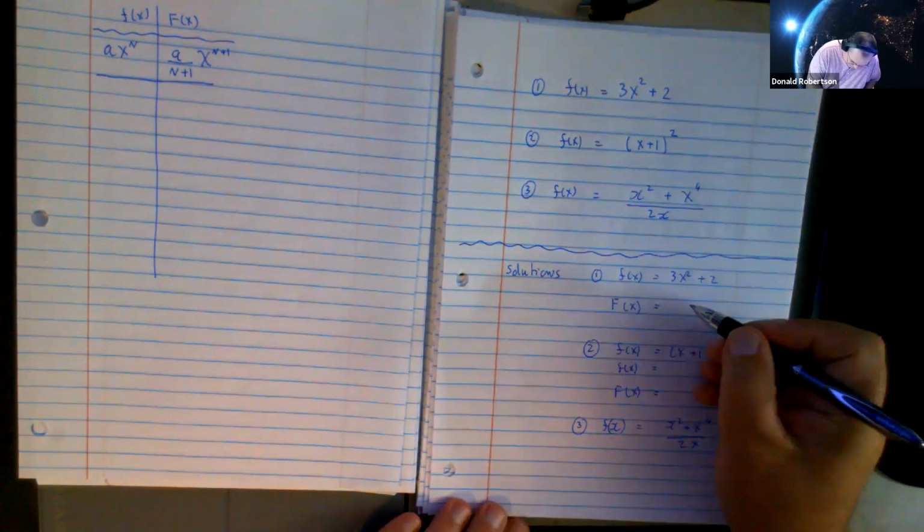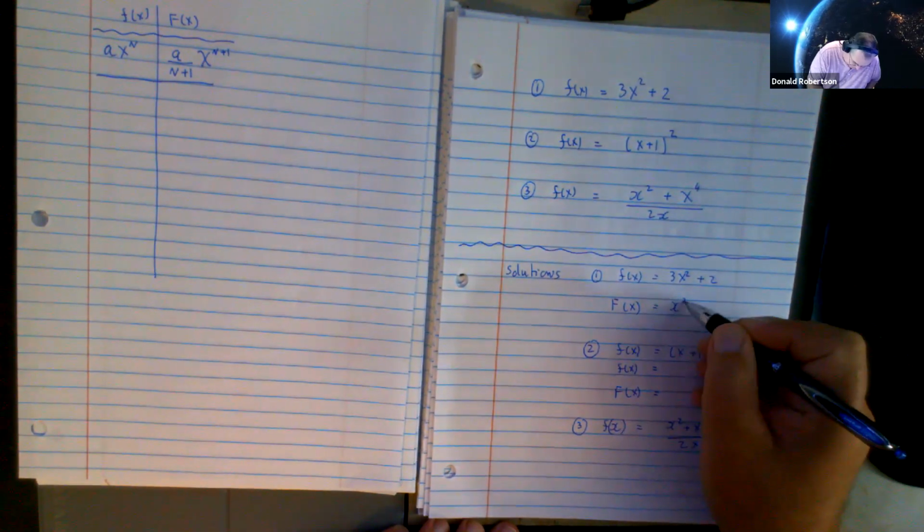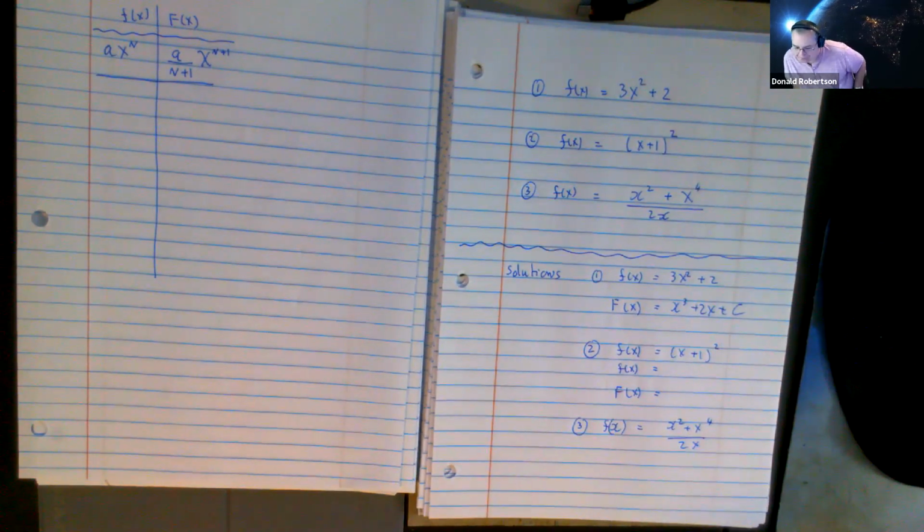Okay, let's go for it, guys. I'll take a volunteer. What's the antiderivative of 3x squared plus 2? X cubed plus 2x plus c. No style points to worry about.